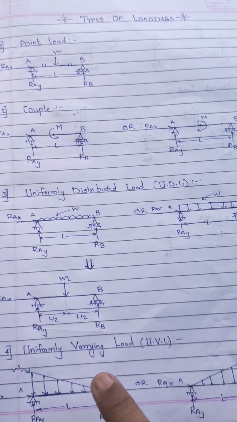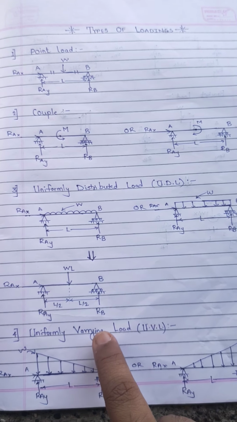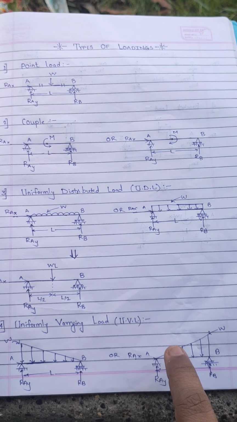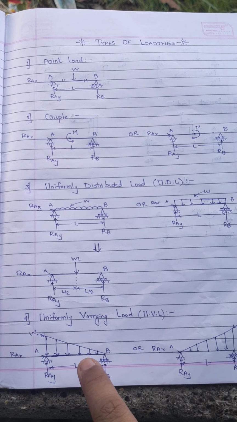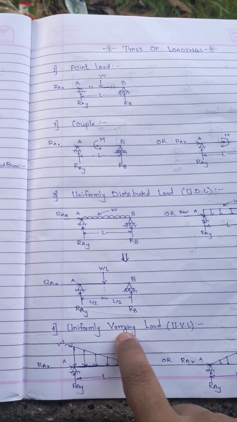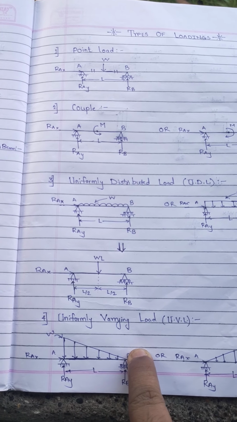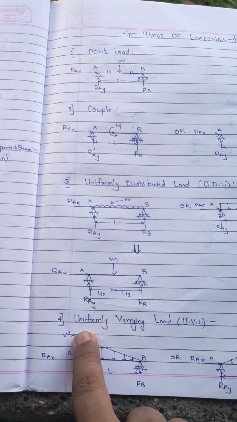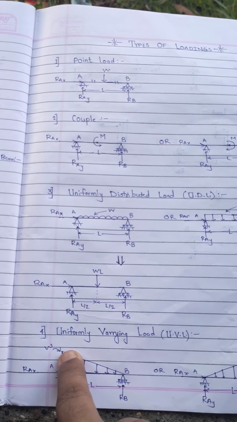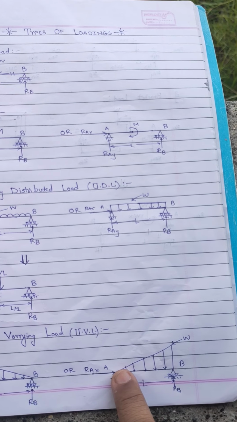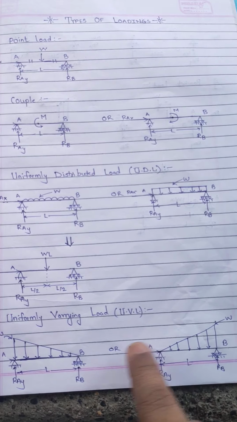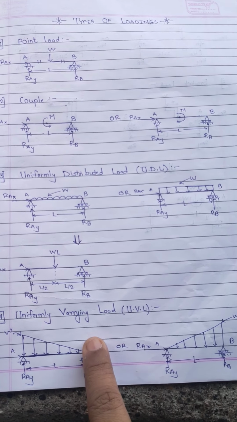Then my next type of load is uniformly varying load, or UVL. Now in this particular type of load, this is a triangular type of load. That means a load is starting from 0 here, and it is having height, let's say W of value, or it can be either way, this way. So to convert this particular type of load, it is a triangle.